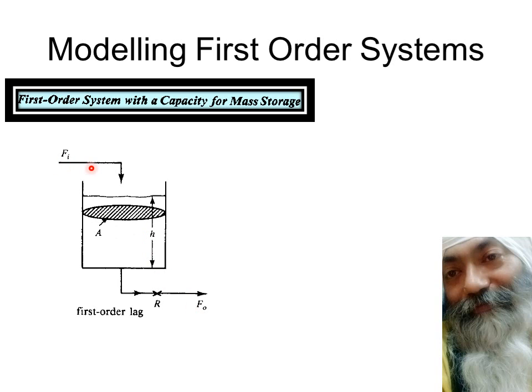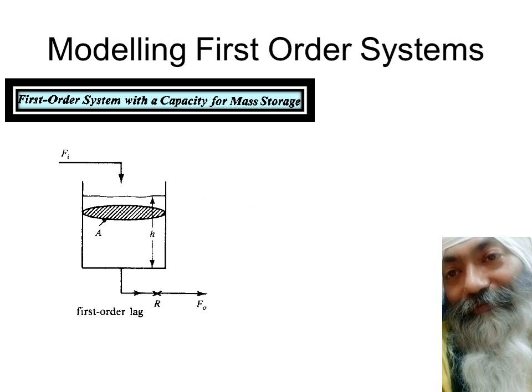And the inflow Fi, that inflow can be taken as the forcing function. What if there is a step change in Fi from the steady state? So that kind of stuff can be taken in Fi. That can become the forcing function, and the output is H. The level is H. So let's see if it can be modeled as the first order system or not. Let's model it and see whether it comes out to be first order or not.